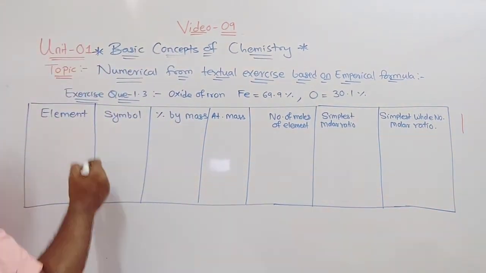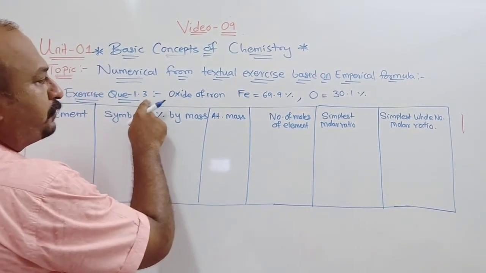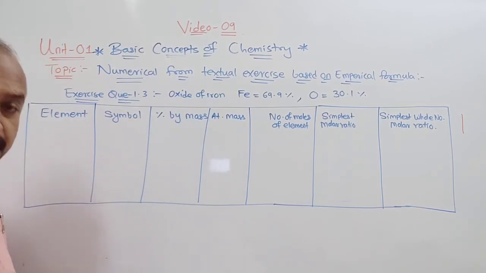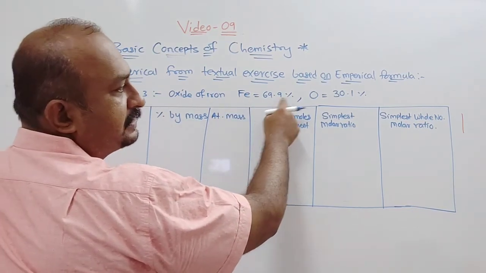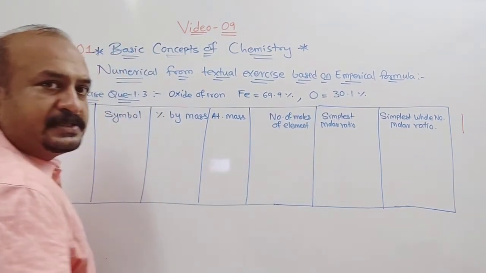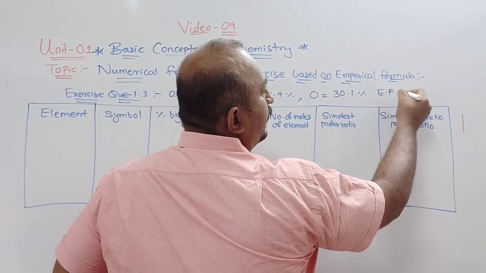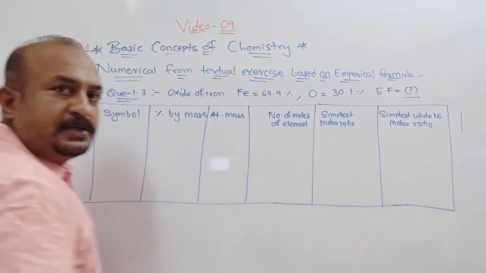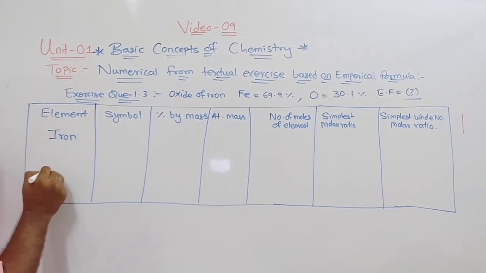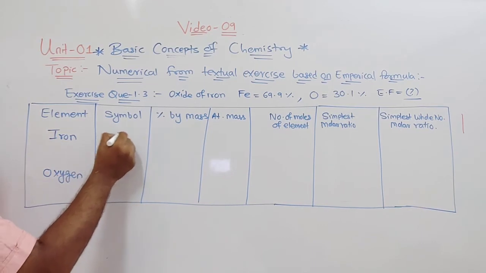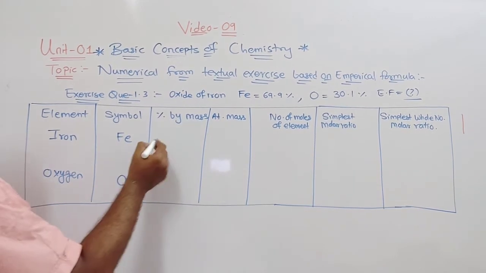Now in your book, in the textual exercise, I am talking about textual exercise 1.3, there is a question. In that, oxides of iron, the iron percentage Fe is given, and also the oxygen percentage is given. From that you have to calculate the empirical formula. Understood? So first of all, the elements are iron and oxygen, with symbols Fe and O. Then the percentages are given.